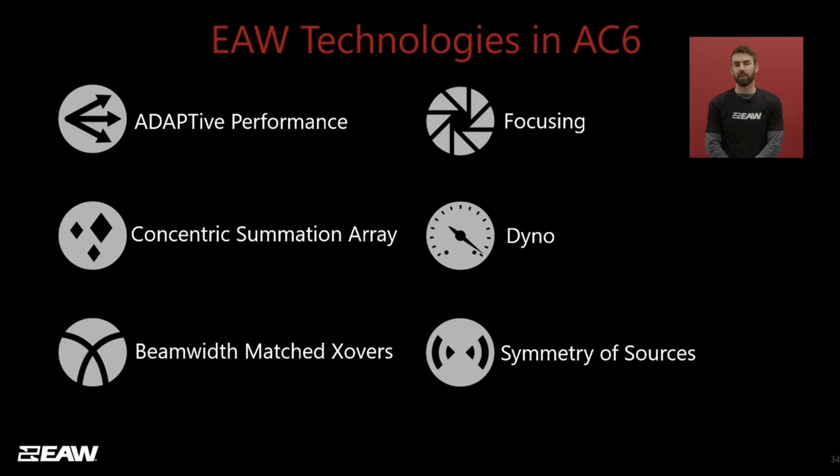honk and splashiness. Dyno, or dynamic optimization, dynamic EQ, actively tracks the input spectrum and power delivery, continually maximizing output and fidelity at any drive level. This is in place to ensure you get every dB of performance out of your system. And lastly, symmetry of sources is a symmetrical arrangement of acoustic sources along a common axis, creating consistency throughout the coverage pattern.